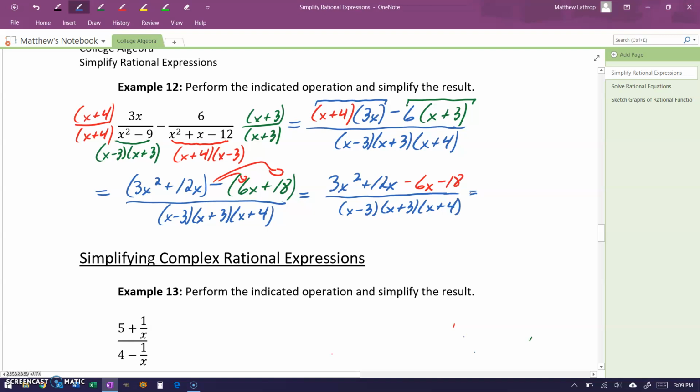And then in our last step, we'll just combine any like terms, which will leave us with 3x squared plus 6x minus 18, or if we factor out a 3 that's common, we'll have 3 times the quantity x squared plus 2x minus 6. Again, all over that common denominator of x minus 3 times x plus 3 times x plus 4.